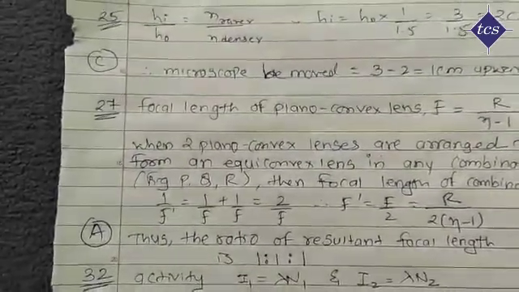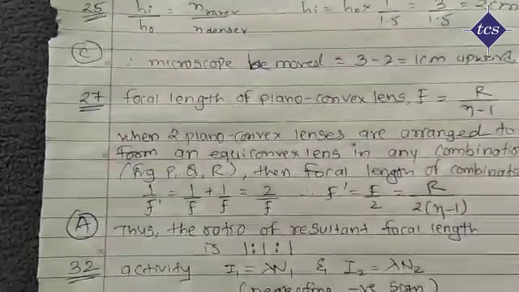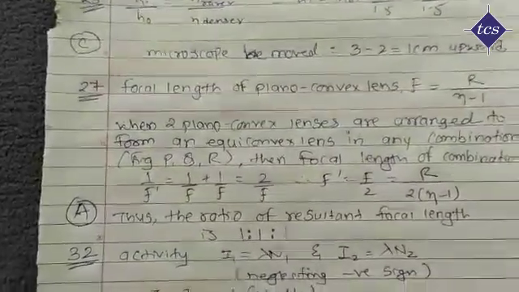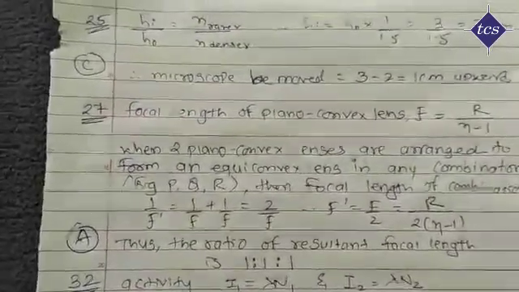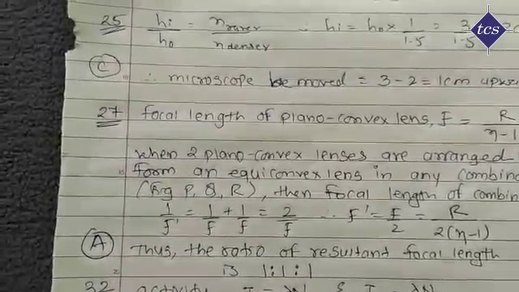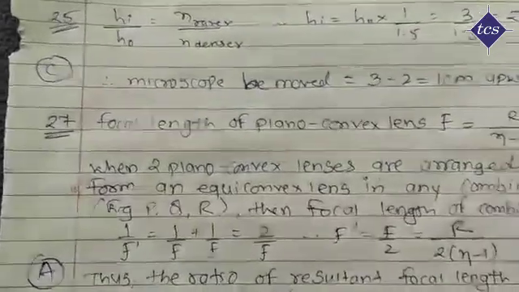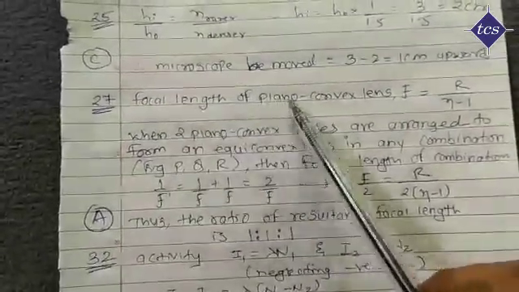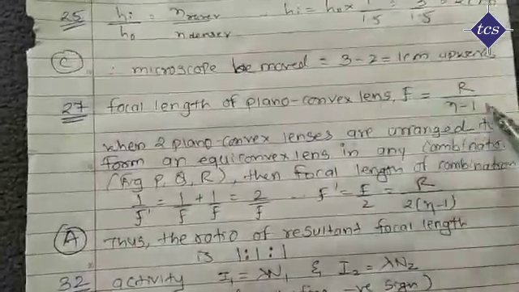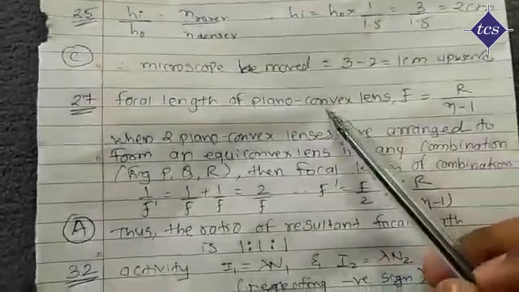The given figure shows the arrangement of the lenses. The radius of curvature of all the curved surfaces is the same. The ratio of equivalent focal length of the combination PQR is dash. So there are three different figures given to us, P, Q, R, in which plano-convex lenses are arranged in different manners having the same radius of curvature. So the focal length of a plano-convex lens f is r upon eta minus 1. This formula is derived with the help of the lens maker formula for a plano-convex lens.